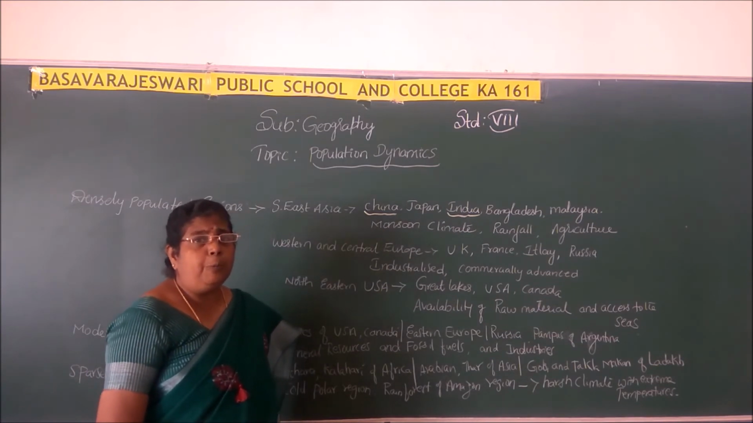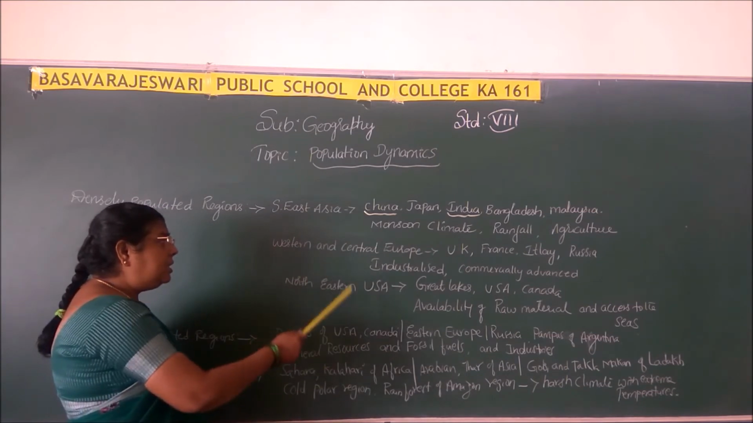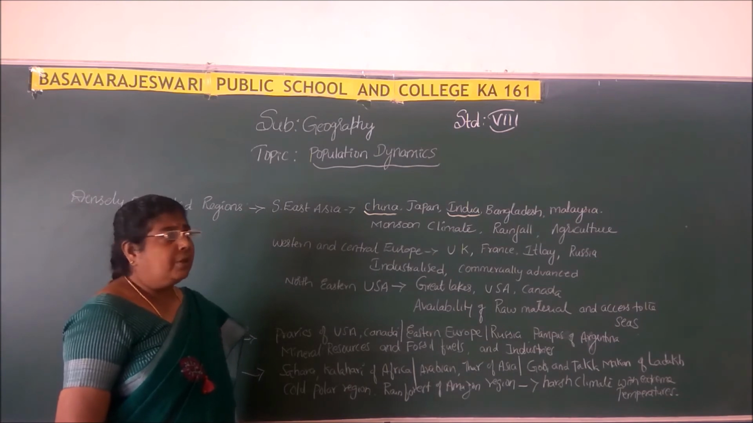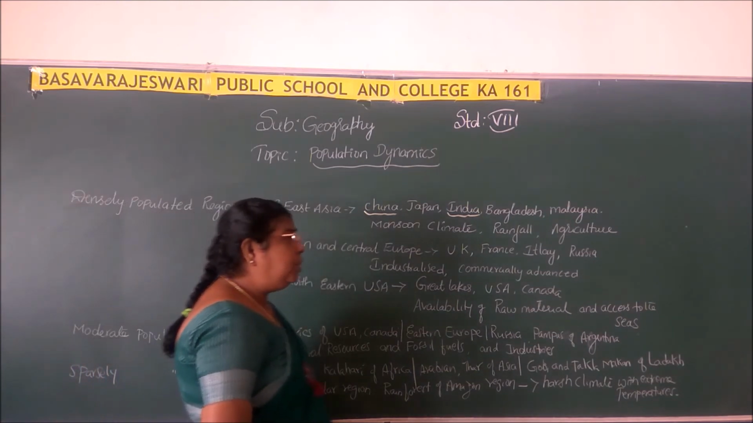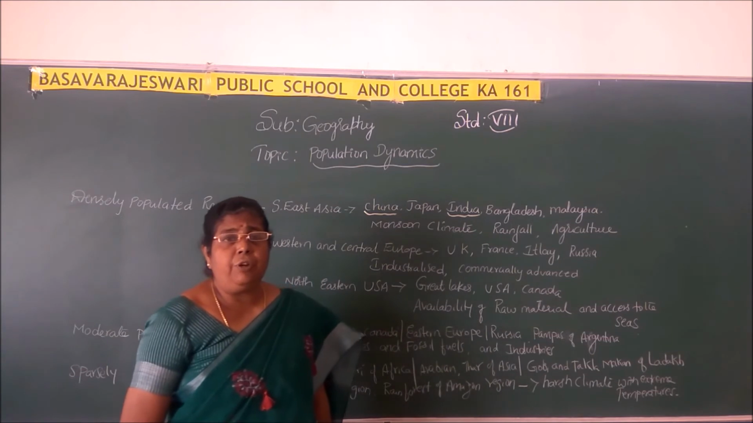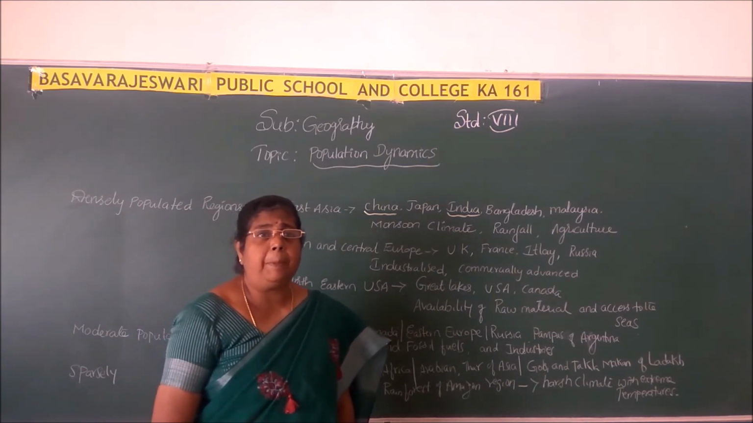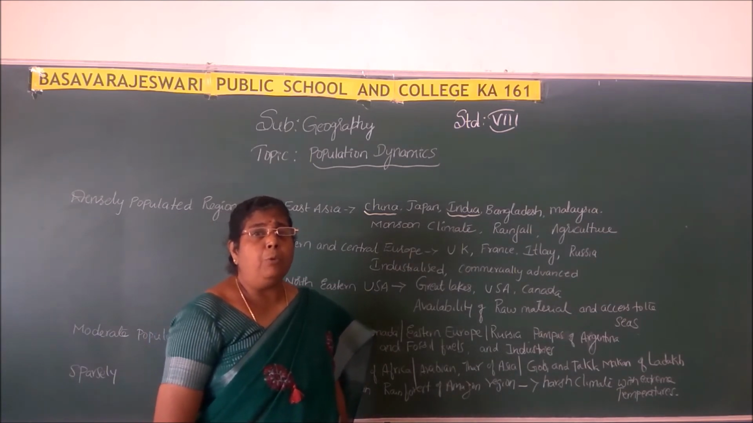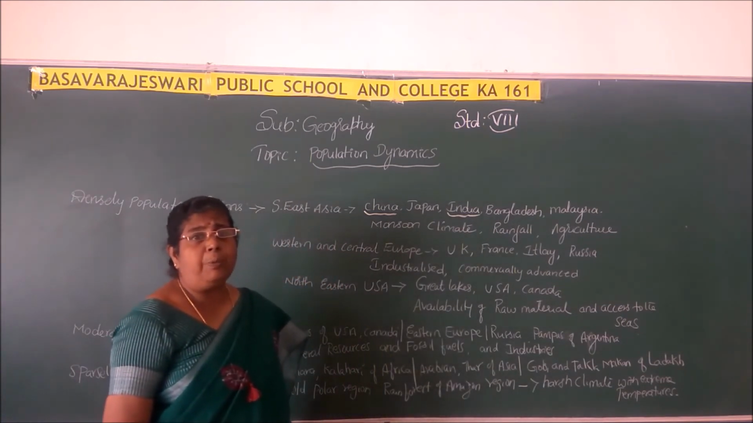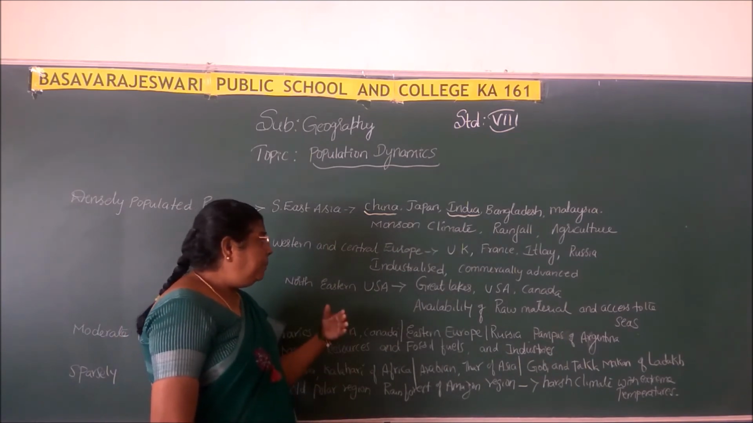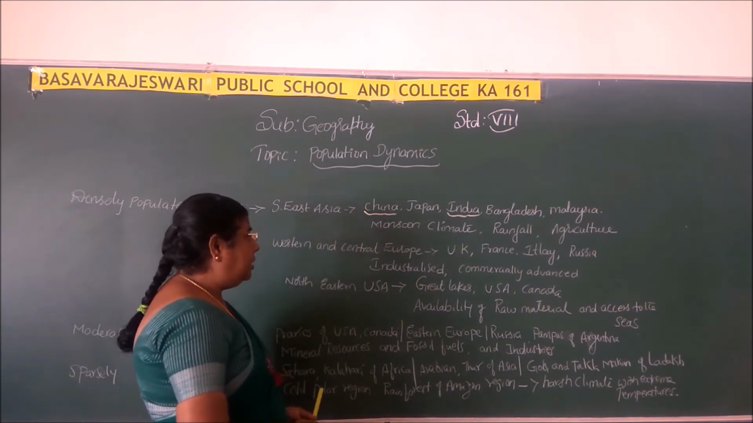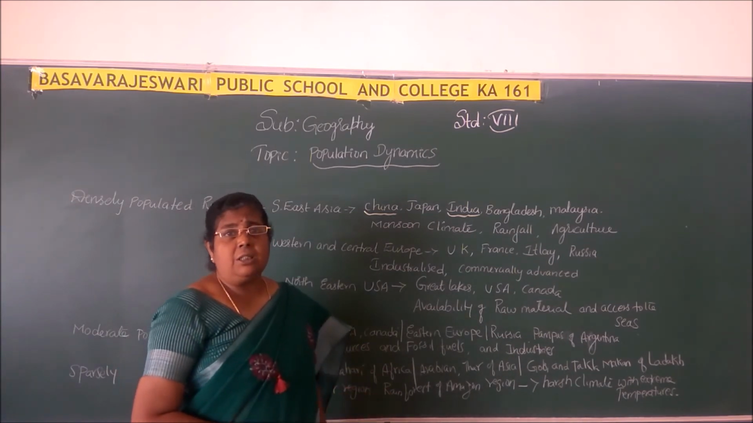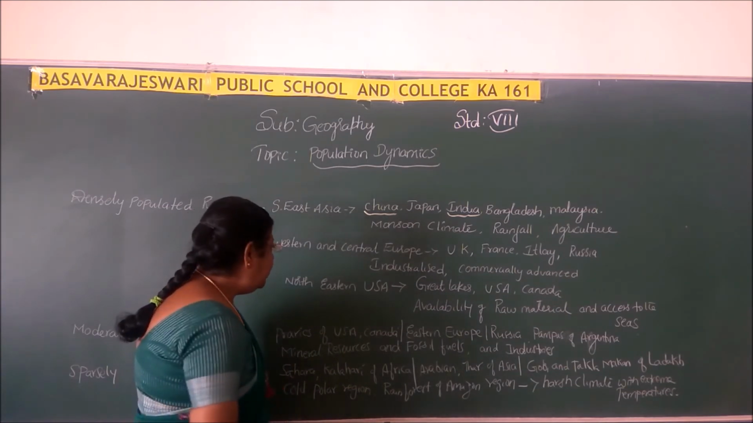So why is the population more here? Because these regions are industrialized areas. Why industrial areas? Because the raw materials required for the industries, like iron ore and zinc, are available more in this region. Especially iron ore mines are more in these regions, and because more industries are located here, these regions are considered very commercially advanced cities.